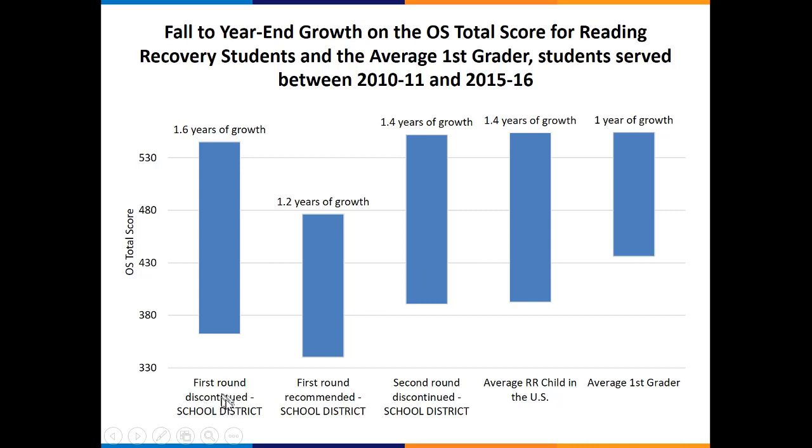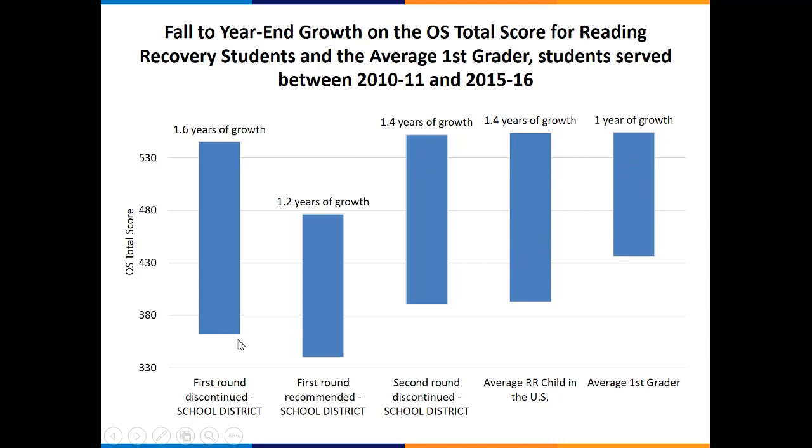The first three bars are school district data. The first one is the first round discontinued children for this school district. The next bar is first round recommended children. And this one right here is the second round discontinued children in that school district. The next bar is the average Reading Recovery child in the United States. And this last one is the average first grader, our random sample. Above each bar is how many years of growth each child made, compared to the average first grader.